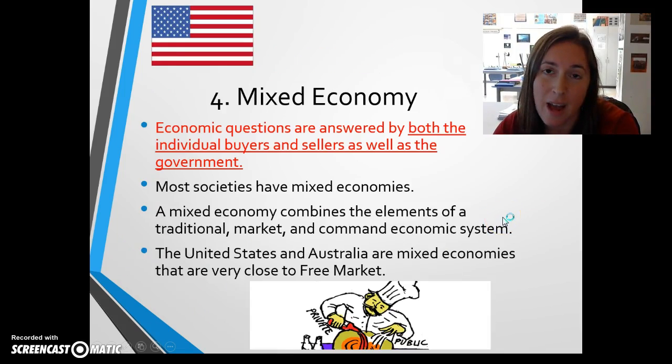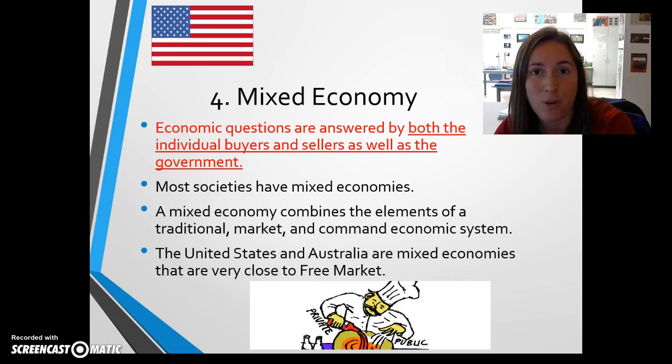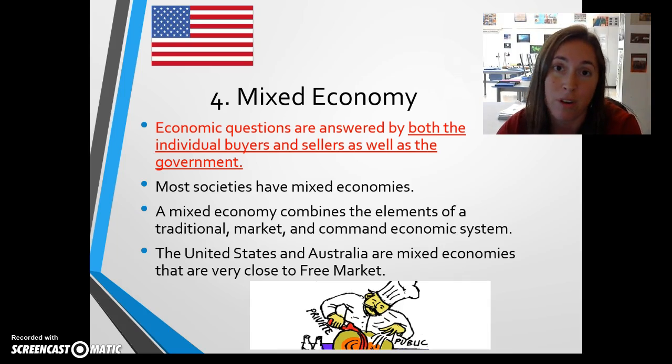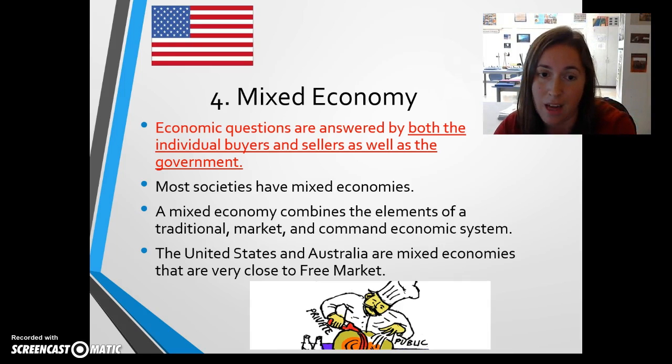The last economic type, or economic category, is called a mixed economy. It's a combination of a little of everything. So the economic questions in a mixed economy are answered by both the individual buyers and sellers as well as the government. It's a combination of both government and people working together. Most societies in the world have mixed economies.